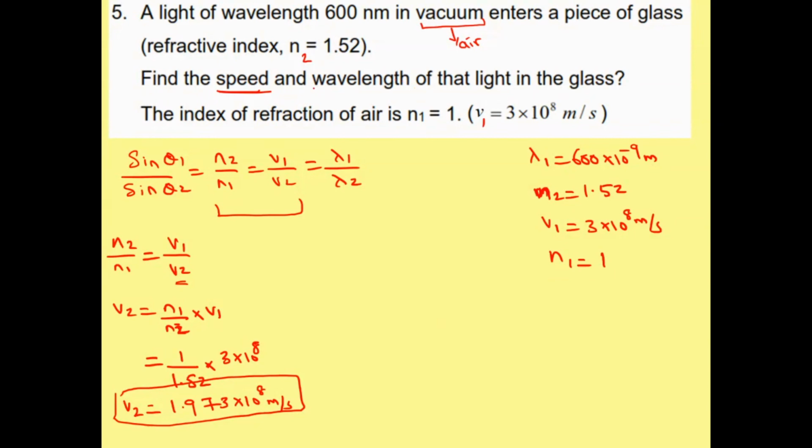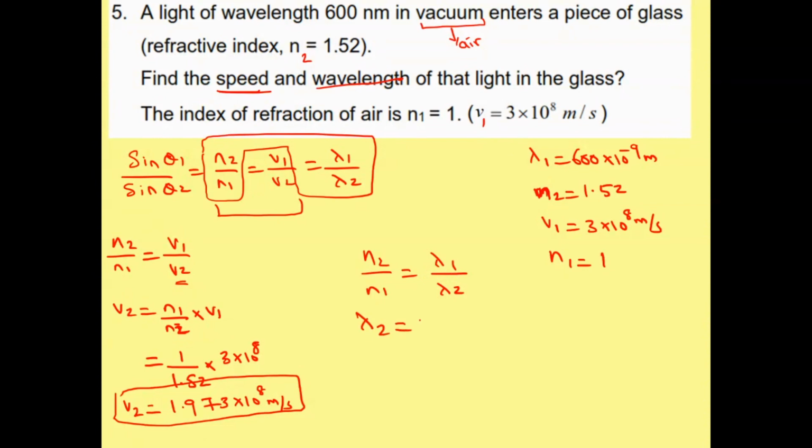And second part, we are going to find the wavelength. For this, either you can take N2 over N1, which is equal to lambda 1 over lambda 2, or if you want, you can take V1 over V2, which is equal to lambda 1 over lambda 2. Better we can take this one because these two are equal, right? So for finding the wavelength, I'm going to take N2 over N1 equal to lambda 1 over lambda 2. I have to rearrange in terms of lambda 2, which is equal to N1 over N2 multiply with lambda 1. Now N1 takes the value of 1, the refractive index of the air medium. N2 is the refractive index of the glass medium, 1.52.